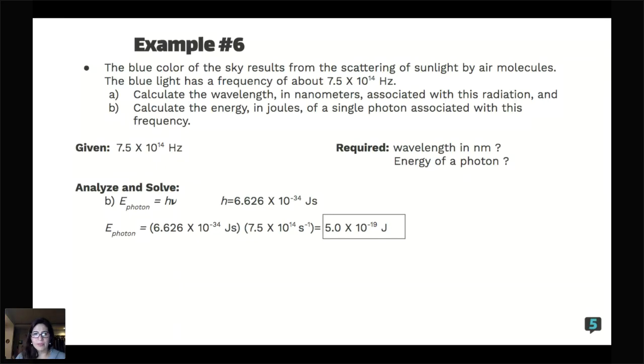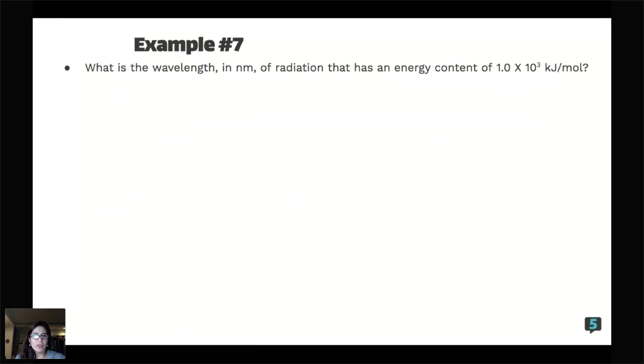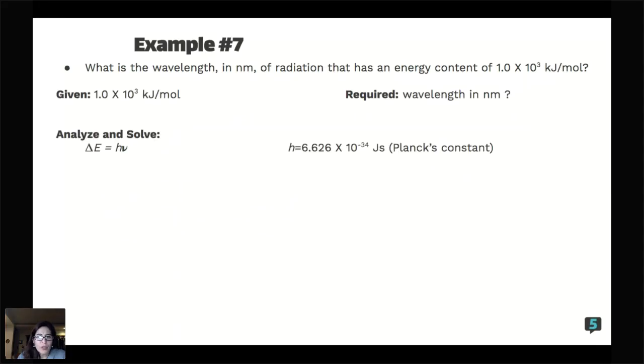Okay, let's move on. So another example. They can also give us the energy in kilojoules per mole. For example, here, they're asking us for the wavelength in nanometers of radiation that has an energy content of 1.0 times 10 to the power of 3 kilojoules per mole. Okay, so we organize our data. We are going to use this formula, the formula of the quantum theory.